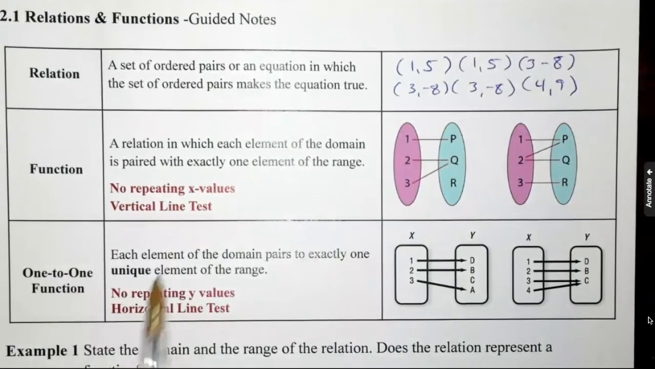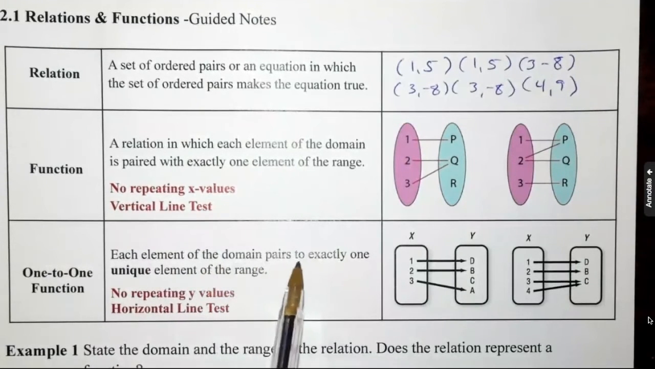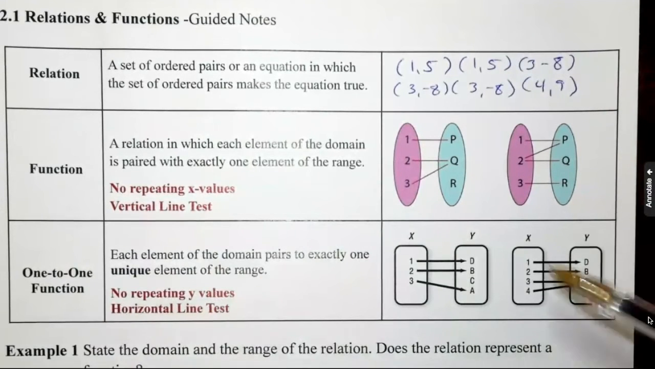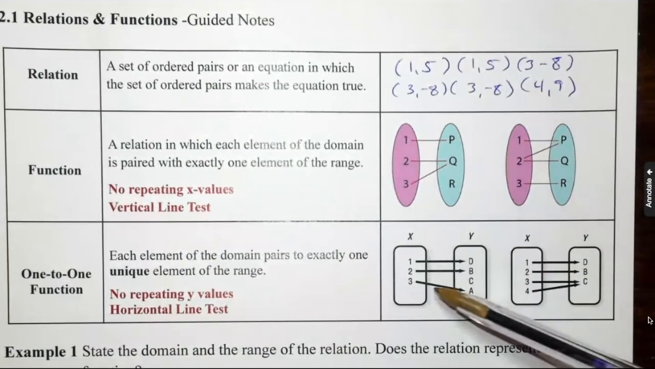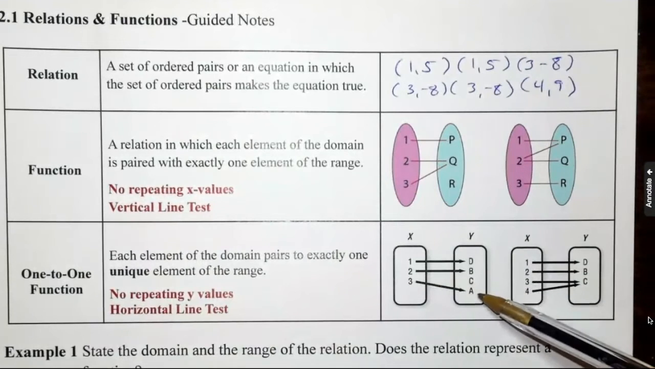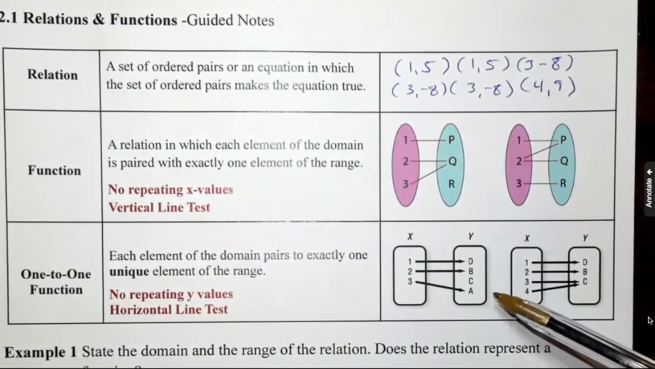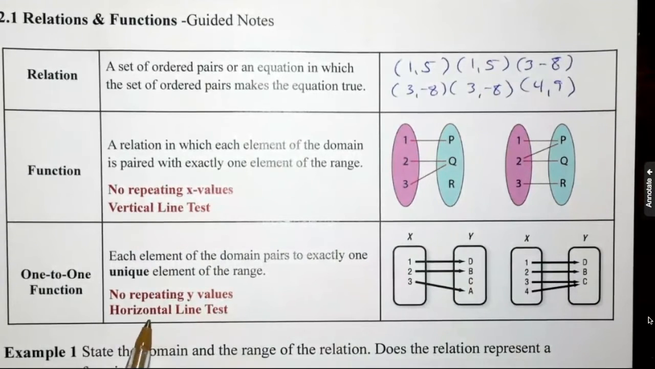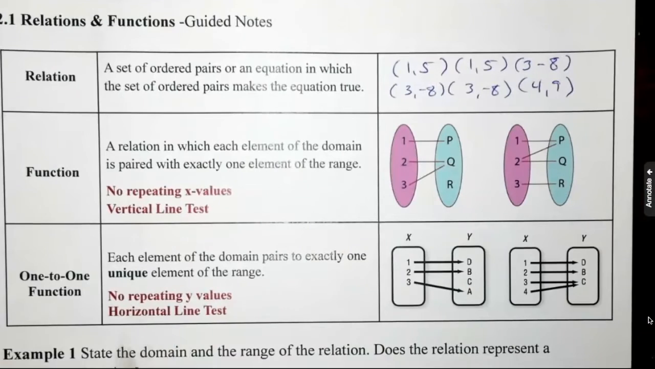One-to-one function, each element of the domain is paired to exactly one unique element of the range. This means no repeating y values. Here I see 1 to D, 2 to B, and 3 to A. No repeating y values. If I was looking at a graph, I would do the horizontal line test to make sure there were no repeating y values.